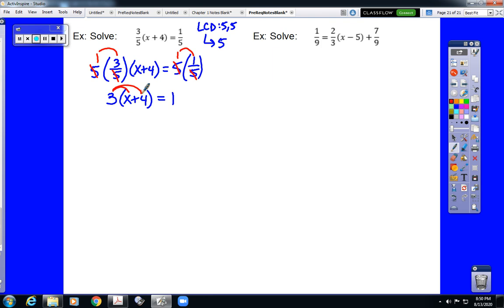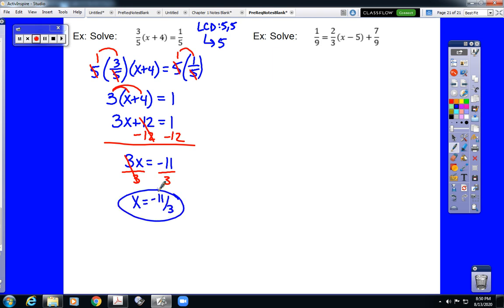We would distribute the 3, which gives us 3x plus 12 equals 1. Subtract 12 from each side. Gives us 3x is negative 11. Divide by 3. And we get x is negative 11 over 3.